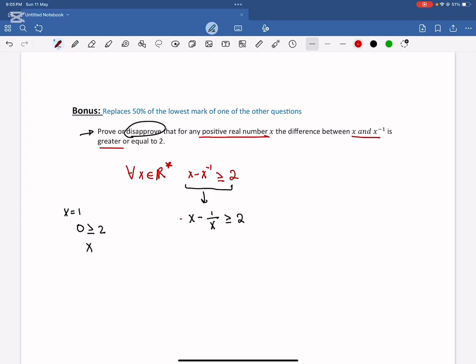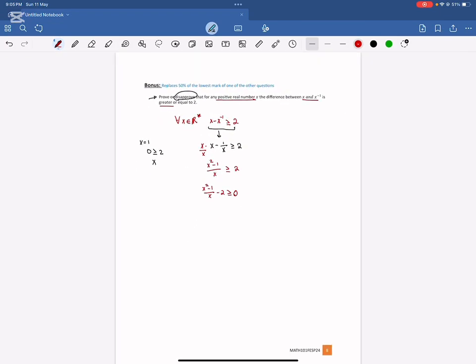Okay? X minus 1 over x. I can make a common factor. So it will be x squared minus 1 over x greater than or equal to 2. X squared minus 1 over x minus 2 greater than or equal to 0. And then this is my counterexample. Plugging 1 will give me a wrong answer.